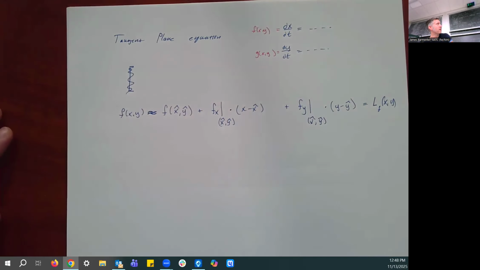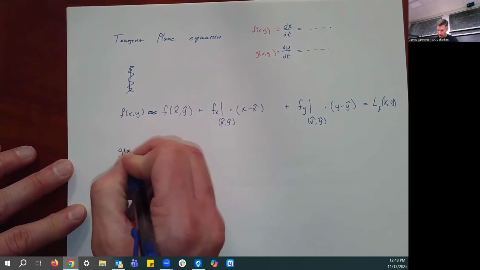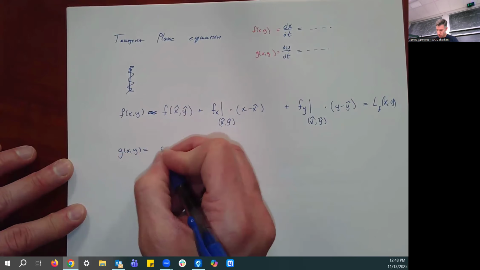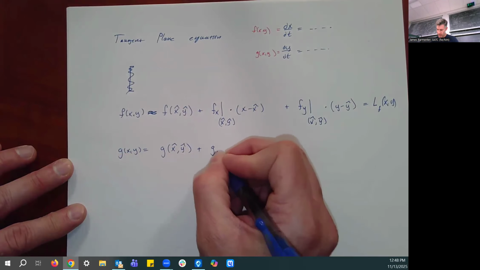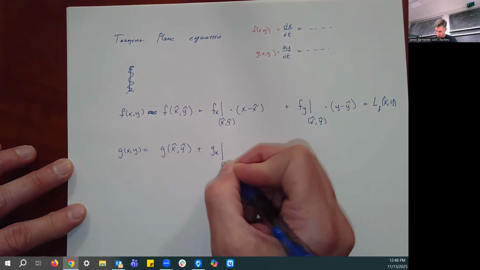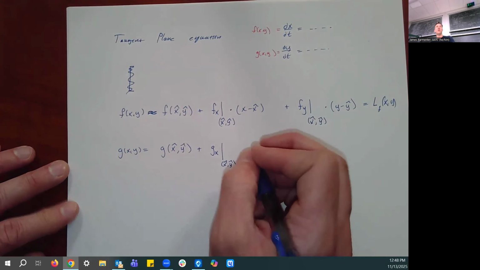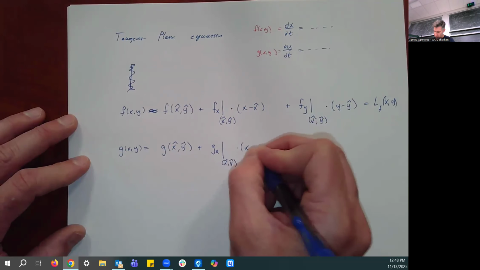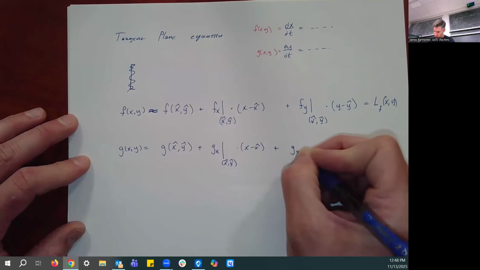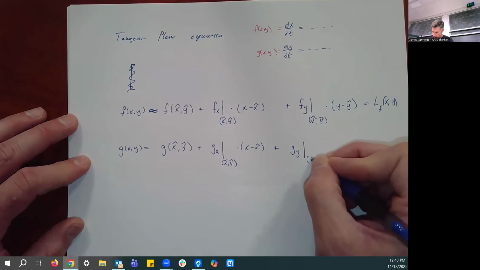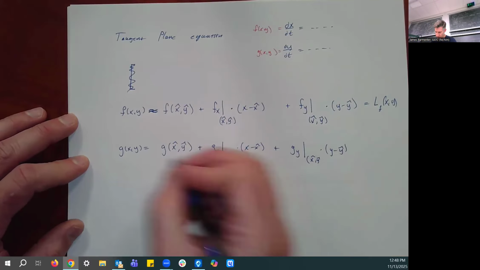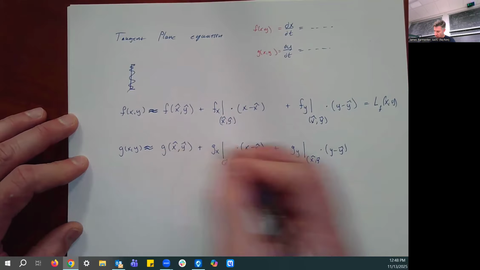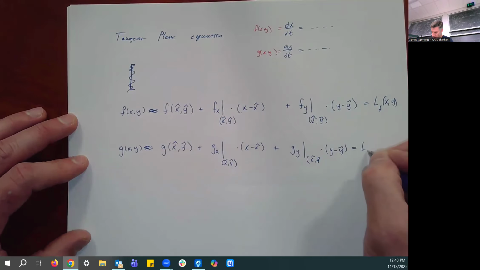And similarly, you can write the exact same stuff for g of xy. g of xy is approximately equal to g of x hat, y hat, plus the partial of g with respect to x, times x minus x hat, plus the partial of g with respect to y evaluated at x hat, y hat, times y minus y hat. I feel like writing the evaluated part is not super necessary. You know you have to plug stuff in there. I made the same mistake I did last time with the approximately equal sign. And this is the linearization of g.